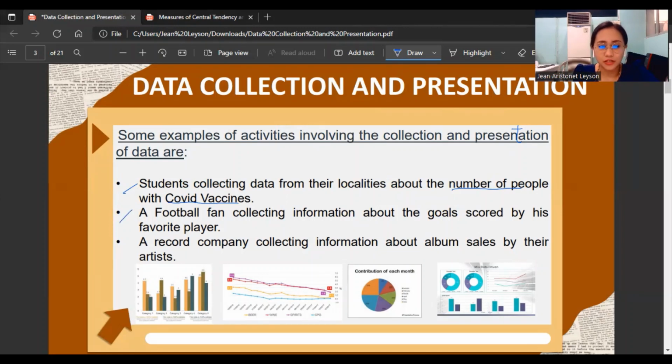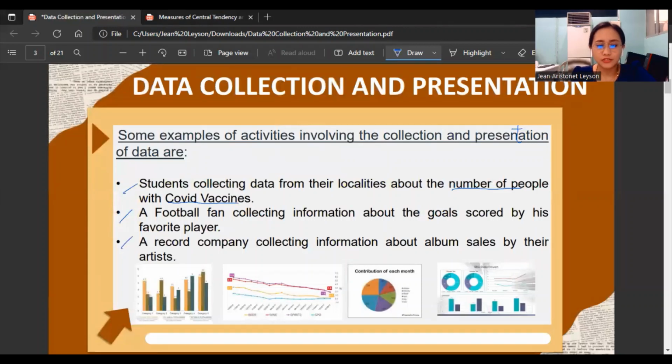Second one is a football fan collecting information about the goals scored by his favorite player. Suppose you are a football fan and you idolize a certain player. During the game, while the teams are playing, you can observe your favorite player and tally or take note of how many times that player was able to kick the ball so that it will hit the goal.